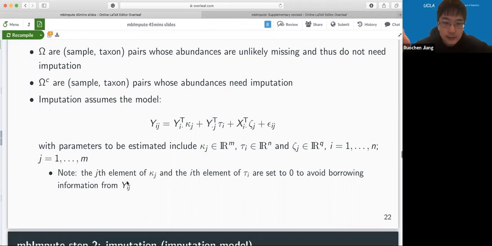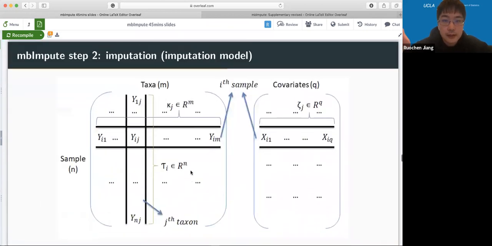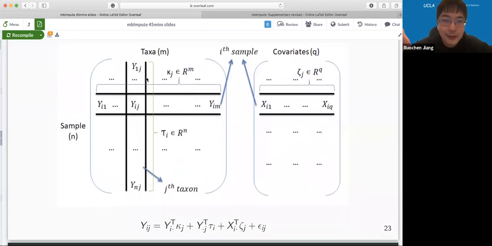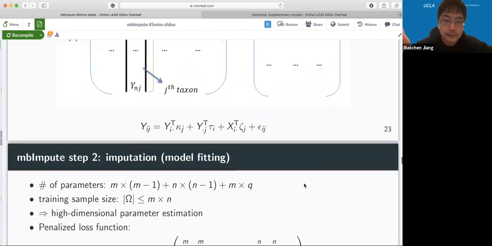Okay, then this is a diagram for the imputation. I'll try to make it easier for you to understand. Basically it's still the same thing: for each entry, we borrow the information across different taxa and across different samples. We also want to leverage the covariate information to predict what the missing value should be.